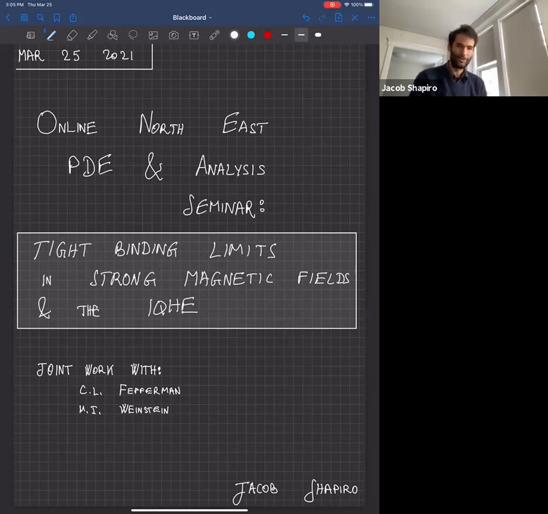I will talk about a recent project that is based on joint work with Fefferman and Weinstein, and it sort of connects two what would have been separate questions: one about tight binding, and the other one about topology in physics. I guess the latter is a little bit more recent, a little bit less known to wider communities.